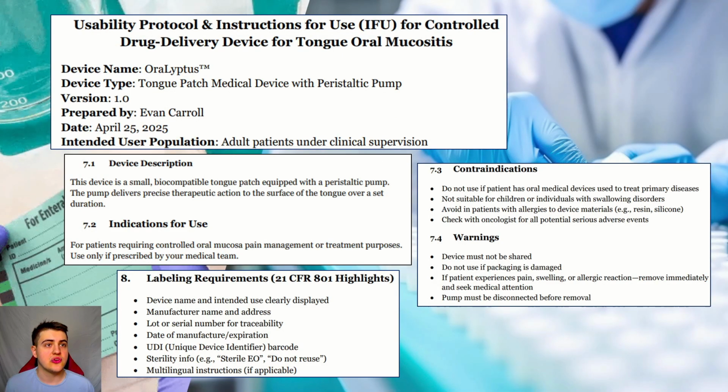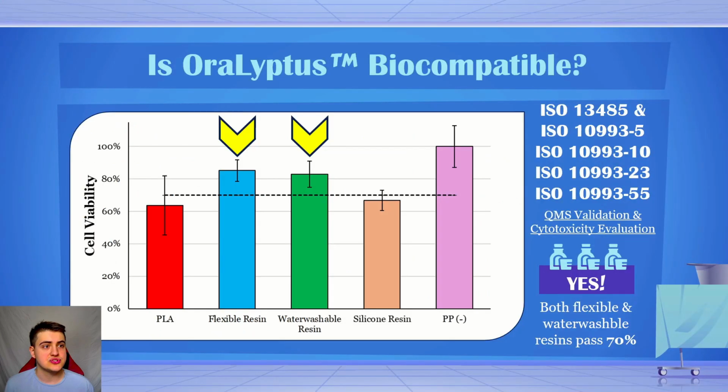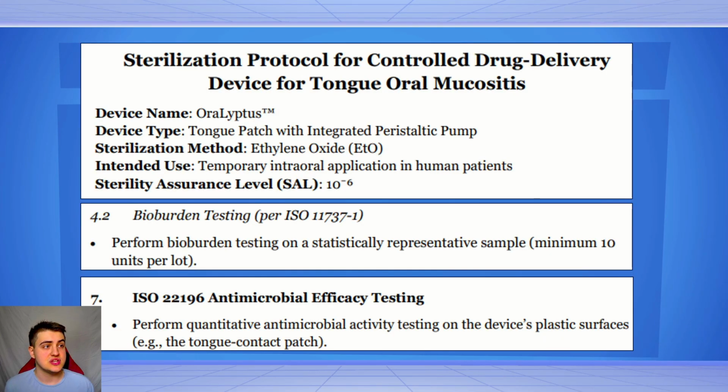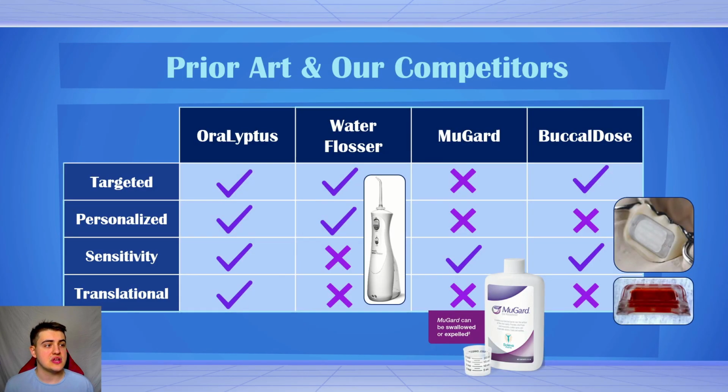We also wrote usability and instructions for use. We tested using the ISO 10993-5 assay that flexible polyacrylate resin and water washable resin passed the test. Here's a sterilization protocol that we wrote, and our competitors are the Water Flosser, MuGuard, and Buccal Dose, but not all of them meet the mark like we do for targeted, personalized, sensitive, and translational medicine.